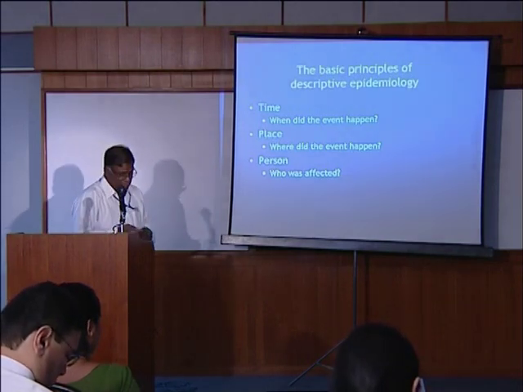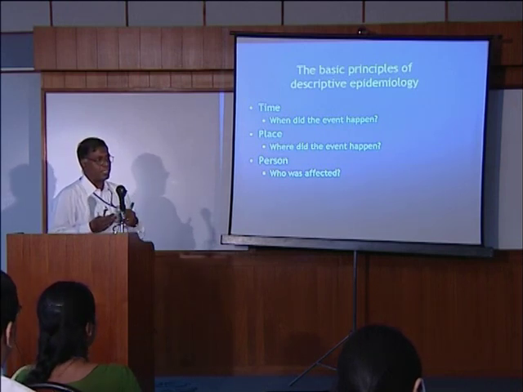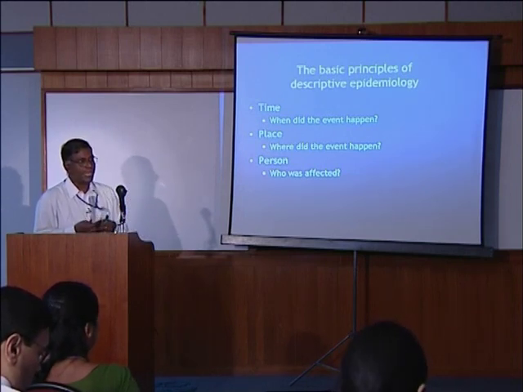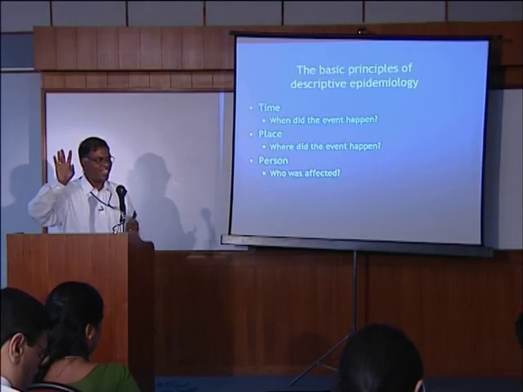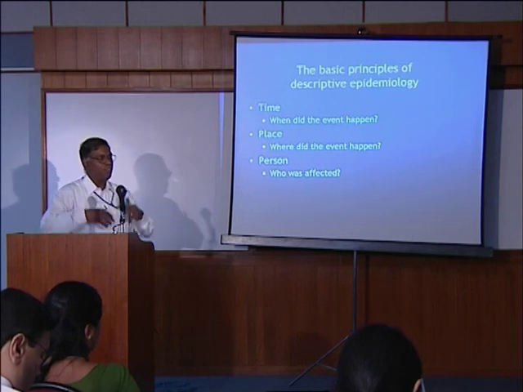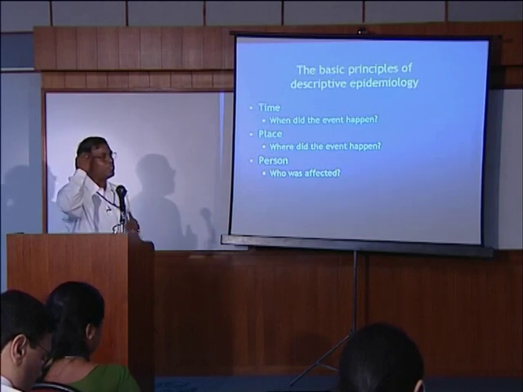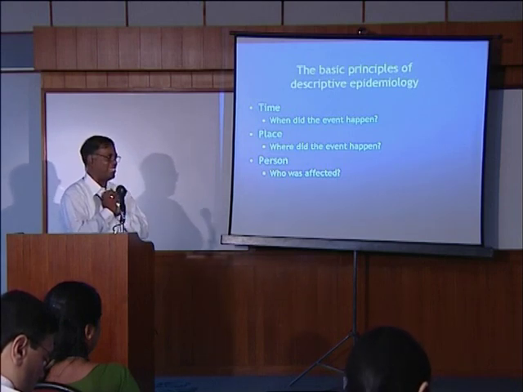In the basic principles of epidemiology, there are two aspects: one is descriptive epidemiology, and the other is analytical epidemiology. In descriptive epidemiology, you describe an event with respect to time, place, and person. We almost say this as a mantra. For any event, keep in your mind that if you explain it with respect to time, place, and person, you are through with descriptive epidemiology.